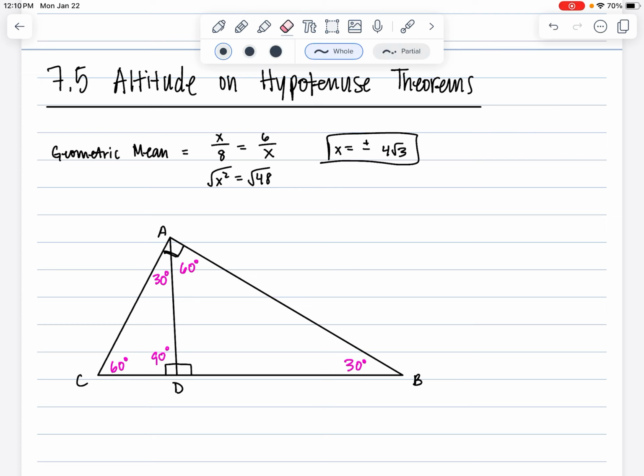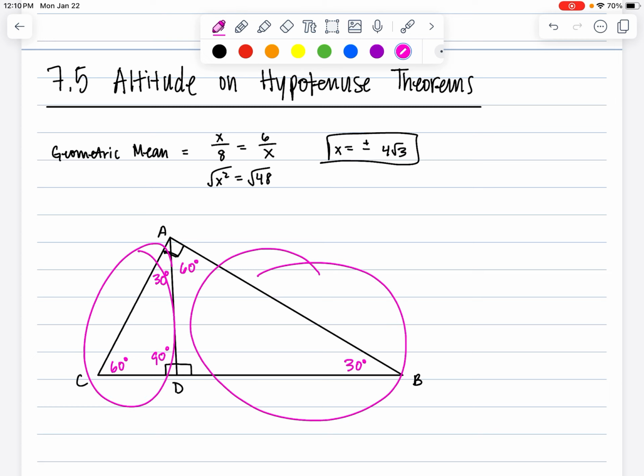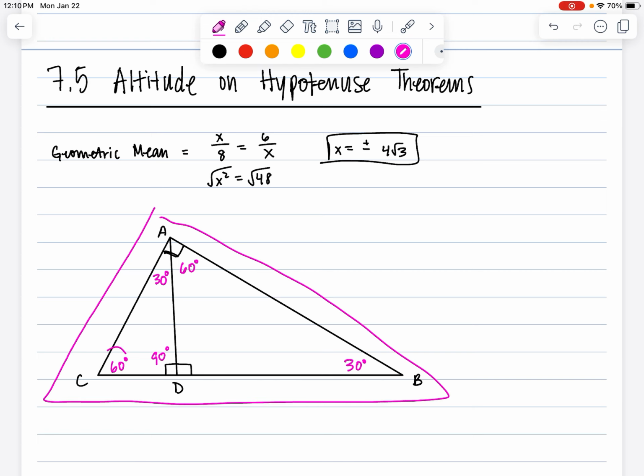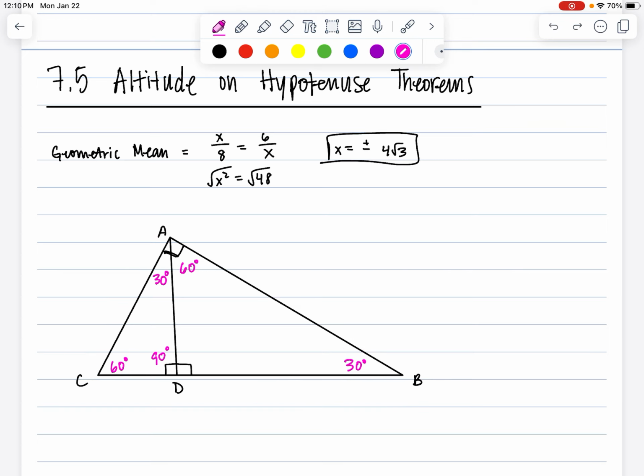Last but not least, first we have 2 triangles that are similar because the left triangle and the right triangle have the same angle measures by angle. But if you look even closer, this big triangle has an angle of 60 degrees and 30 degrees as well. And ironically enough, 90 degrees. So we actually have another 30, 60, 90 triangle.